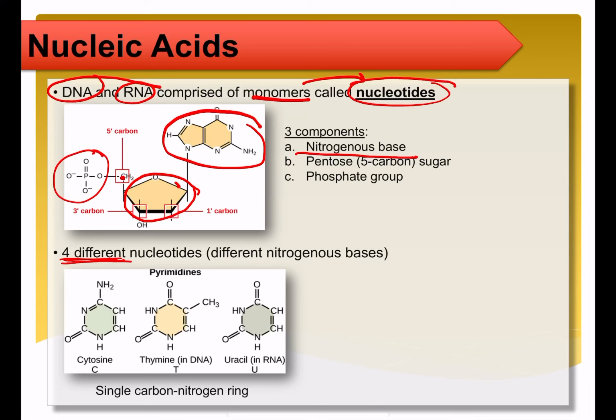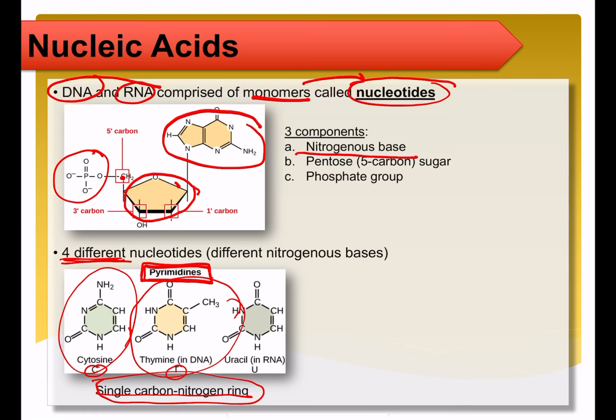Two of those nucleotides are made up of only 1 single carbon-nitrogen ring and are called pyrimidines. This is not bold and underlined, but you are expected to know what pyrimidines and purines are. So make sure you highlight this or write this down in your notes. Pyrimidines are those with a single carbon-nitrogen ring in the nitrogenous base of the nucleotide. The 2 pyrimidines for DNA are called cytosine, C as an abbreviation, and thymine, T as the other abbreviation.